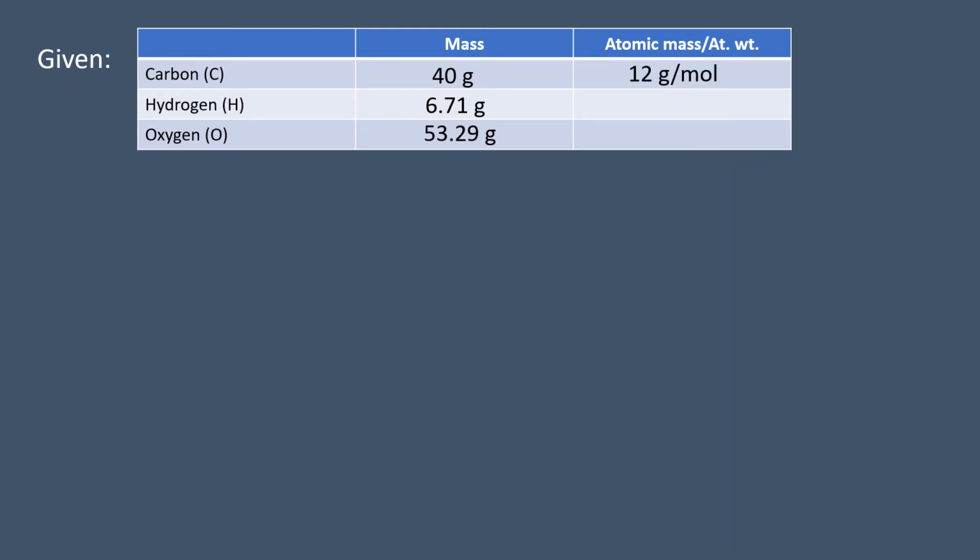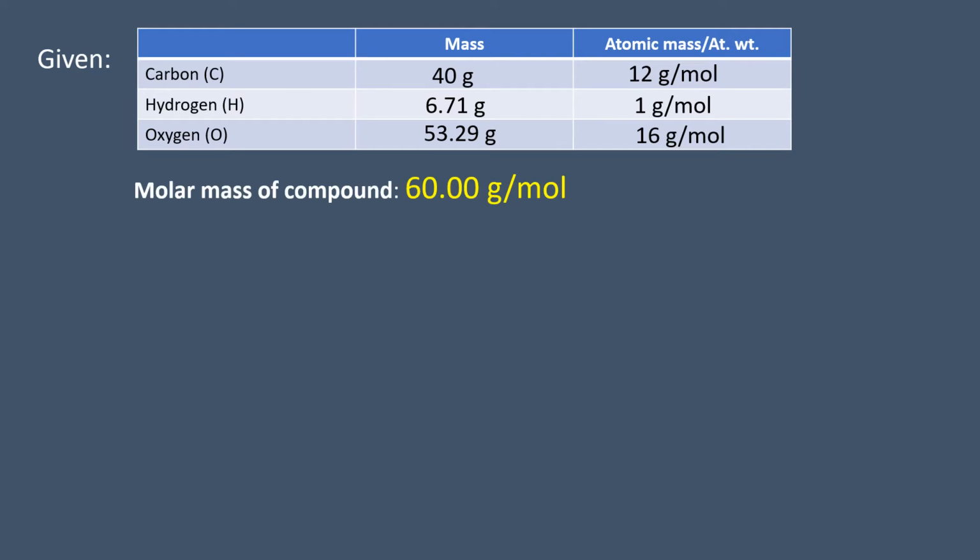The atomic mass of carbon is 12 gram per mole. The atomic mass of hydrogen is 1 gram per mole. And the atomic mass of oxygen is 16 gram per mole. And the given molar mass of the compound is 60 gram per mole. In order to determine the chemical formula of that unknown compound, you must follow the following steps. Let's have the first step.